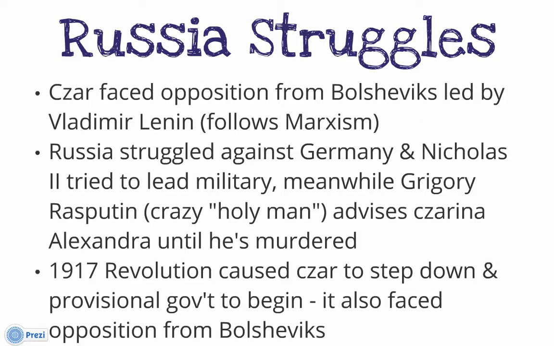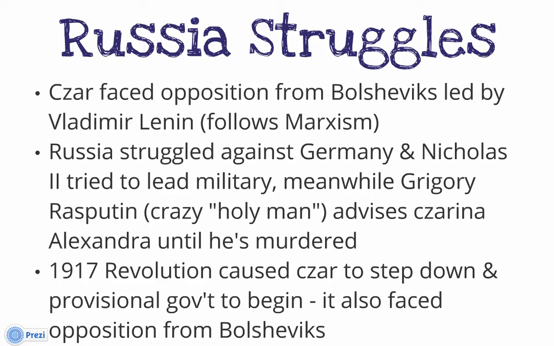Now, what will happen is that the Tsar, or king, is going to face opposition from the Bolsheviks, okay? And they're led by Vladimir Lenin, okay? He follows Marxism. Remember when you learned earlier about Karl Marx and his ideals on communism, okay? Russia struggled against Germany, and Nicholas II, which is the Tsar of Russia, tried to lead the military, okay? What is going to happen at home is that he's going to leave his wife, the Tsarina, in charge of Russia.